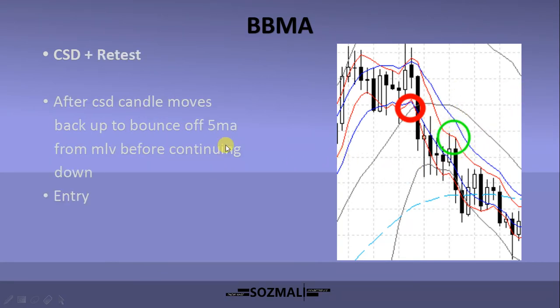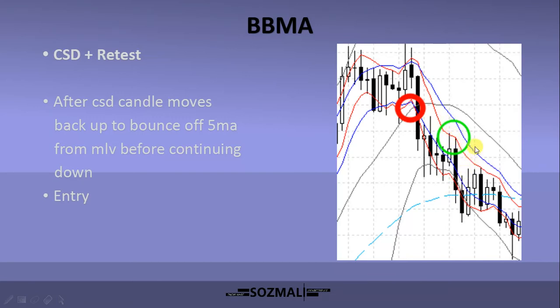CSD retest is when, after continuing down, the chart comes back up momentarily to retest the area in between the 5 and 10 MA. As you can see here, it made extreme, went down, crossed the 5 and middle Bollinger Band, continued down, then came back up momentarily to bounce here. This here is our second entry. Then we take this trade and we go down with it.